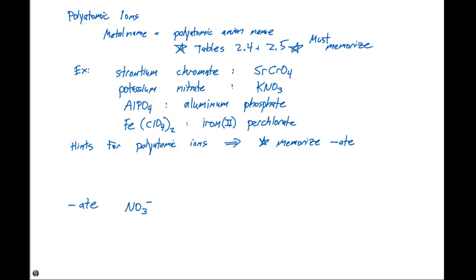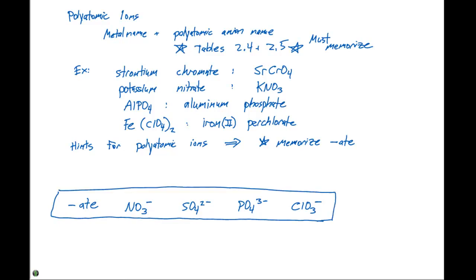NO3, and it has a -1 charge. Then we have SO4, which has a 2- charge. So we have nitrate, sulfate. There's also phosphate, which is PO4 with a 3- charge. And then chlorate, which is ClO3 with a -1 charge. I'm going to put a box around here and tell you that you need to memorize all of these particular anions and their charges. Nitrate -1, sulfate -2, phosphate -3, chlorate -1. Memorize both the number of the oxygens and the charges.